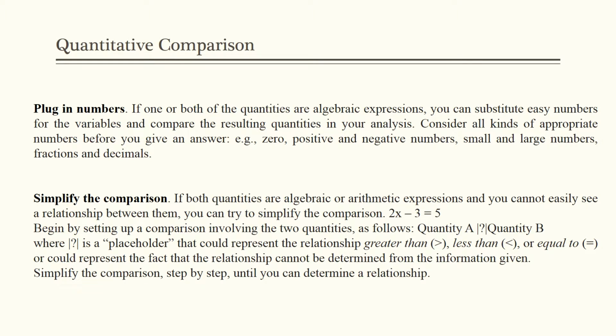If it's not clear which quantity is greater, you can set up a comparison. Write quantity A on one side, quantity B on the other, and then use a question mark as a placeholder. It can represent any relationship, either greater than, less than, equal to, or relationship cannot be determined. Then you simplify the comparison step by step until you determine a relationship. We will discuss more about this in the upcoming classes.